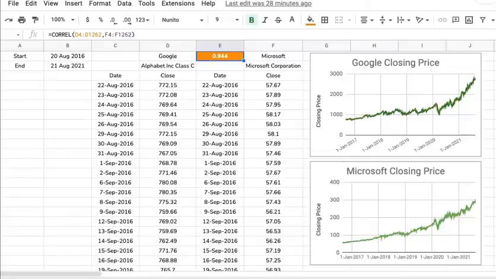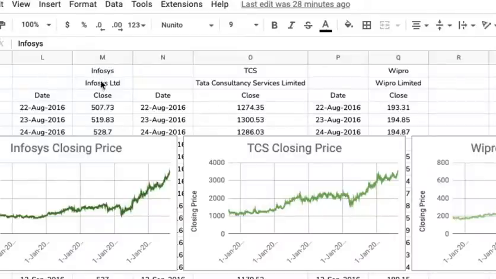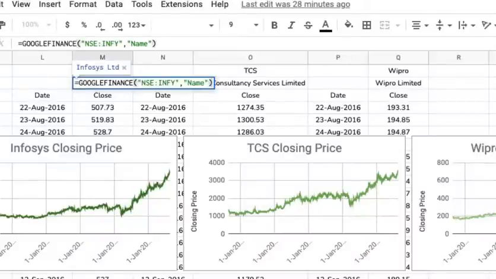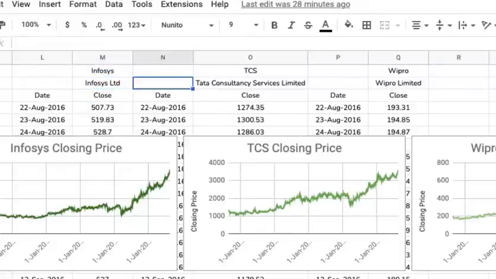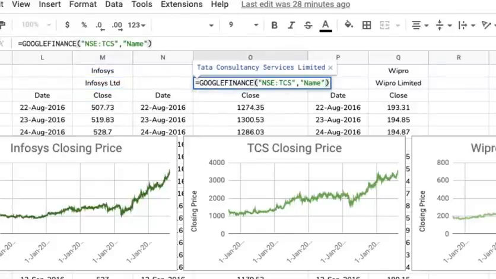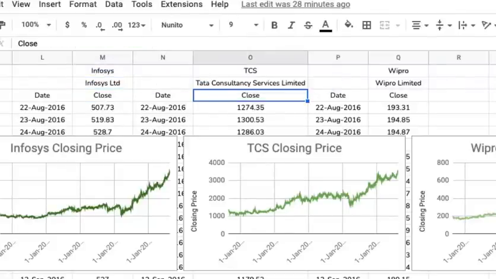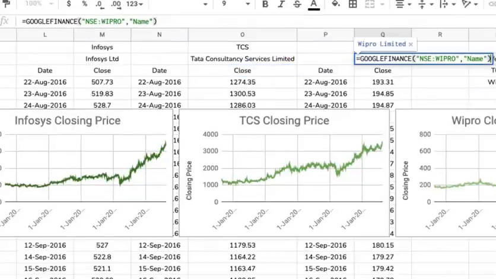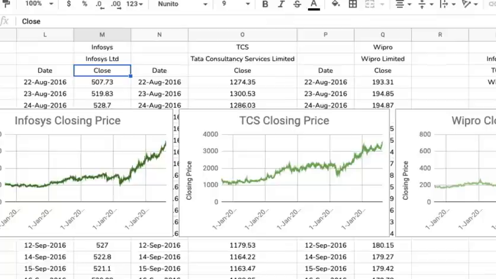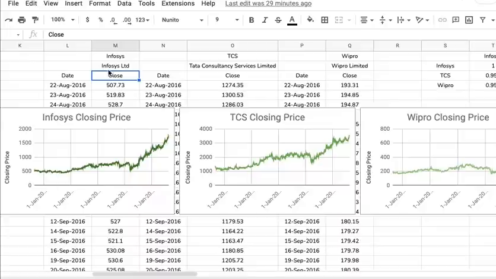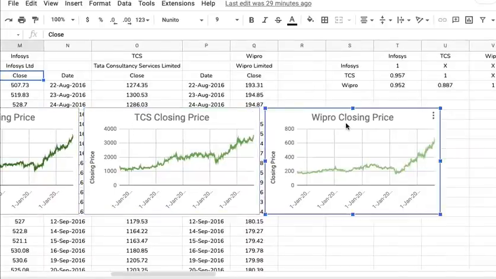We can do the same analysis for any Indian company as well. We have over here Infosys. So again the same formula, GOOGLEFINANCE, the ticker and the name. Infosys will come up, and then we will write the ticker for TCS and then name, and then GOOGLEFINANCE for Wipro, the same formula. You can see the data of Infosys is here, then for TCS, then for Wipro. I have plotted Infosys, TCS, and you can see Wipro.